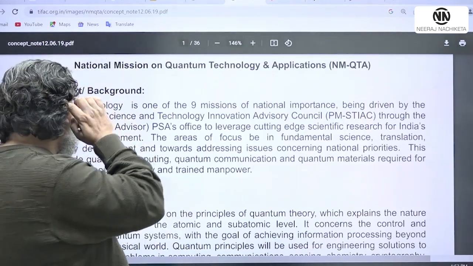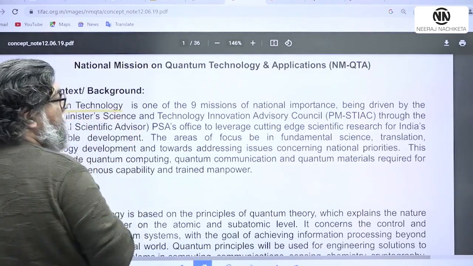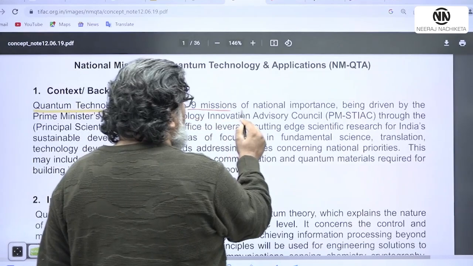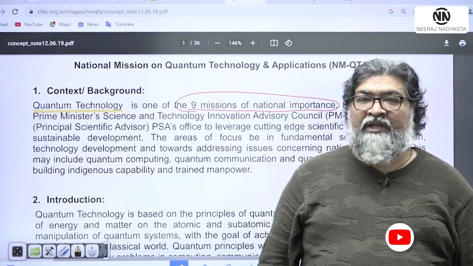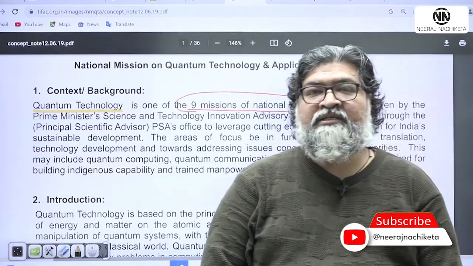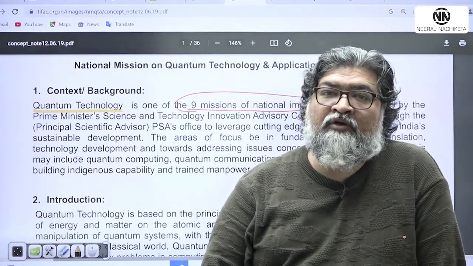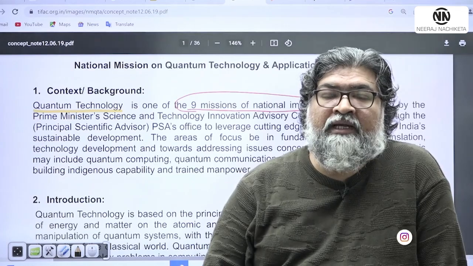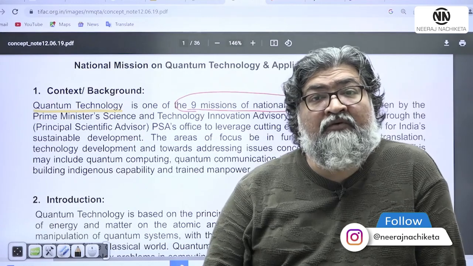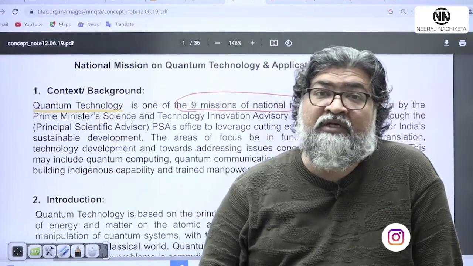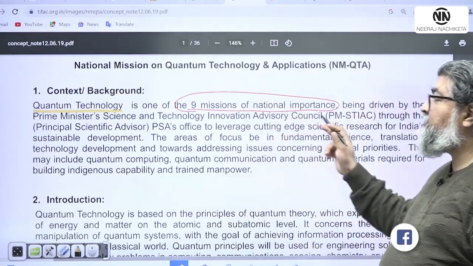Now let's look at here. What is given here? Quantum technology is one of the 9 missions of national importance. The Prime Minister has a council, even for science and technology and innovation, the PM has a council. Eminent scientists are part of this kind of council. And the PM Council on Science, Technology, Innovation has identified 9 different areas of science, technology, innovation which will transform Indian society. So there is this one of the 9 missions here.